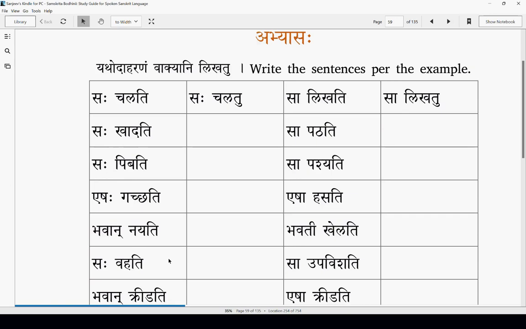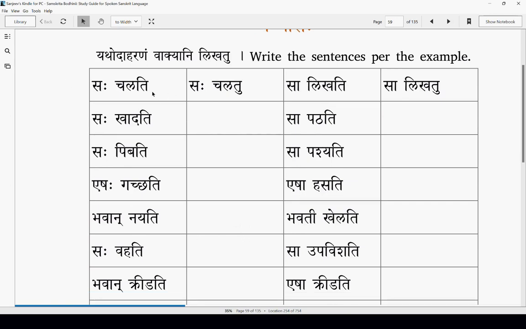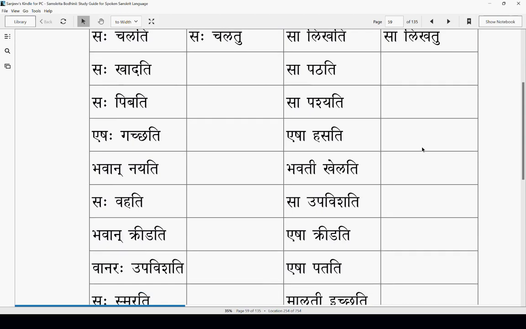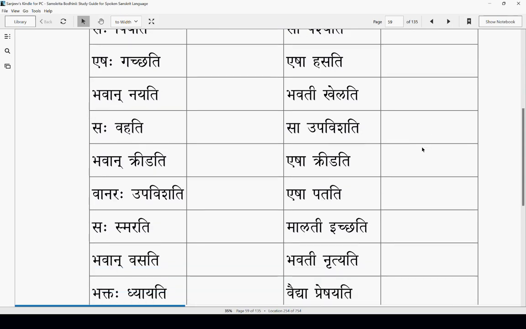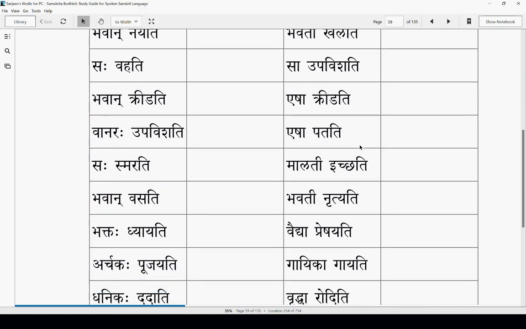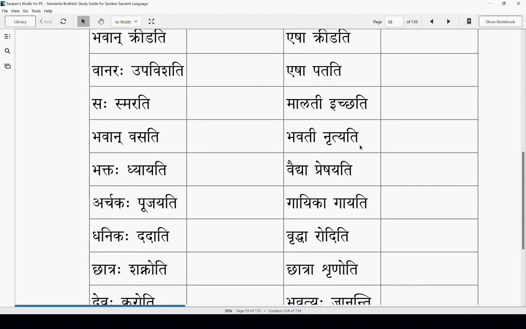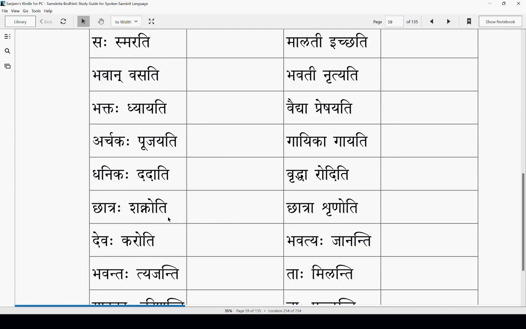So same like the last exercise, this list has a same. Convert this Vartamana Kala form Chalati to Chalatu. The Ajna Prarthana, which is a lot lakara, you can convert. Likhati becomes Likhatu, Khadati becomes Khadatu, Patati becomes Patatu, Pibati becomes Pibatu. Pashyati, Pashyatu. Gacchati, Gacchatu. Then Khelati, Khelatu. Upavishati, Upavishatu. Nrutyati, Nrutyatu. Preshayati, Preshayatu. Pujayati, Pujayatu. Shaknoti, Shaknotu.